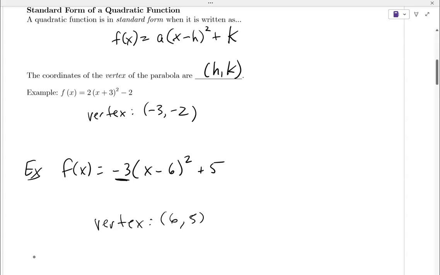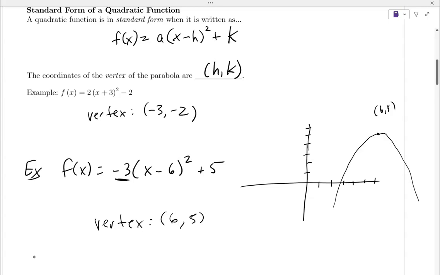A lot of what we're doing all of this for is just to give us rough shapes of what's going on, not exact pictures, but rough shapes. If I just wanted to get a quick and dirty graph, I know that (6, 5) is going to be where my vertex is. And you already told me that since it's negative out in front, it's going to open down. So I have to have something that's shaped this way.